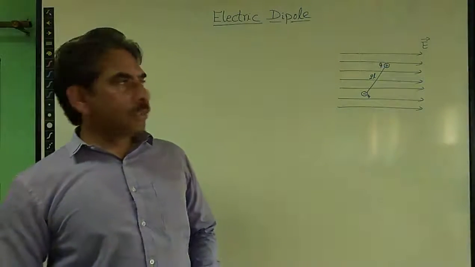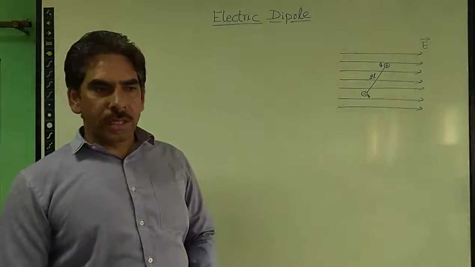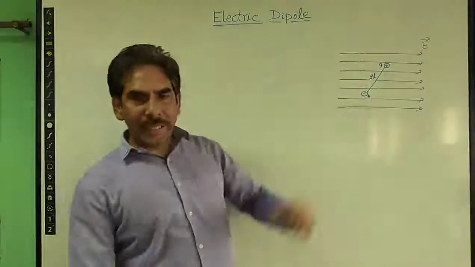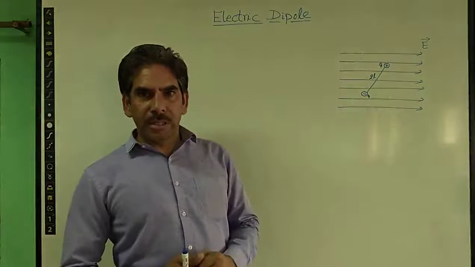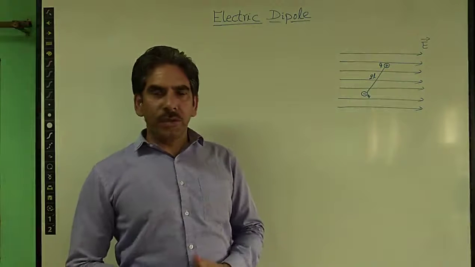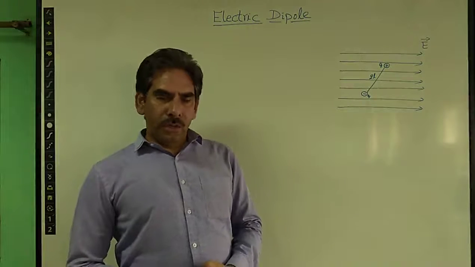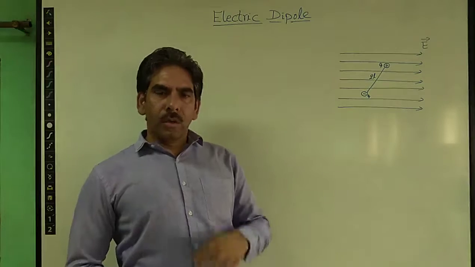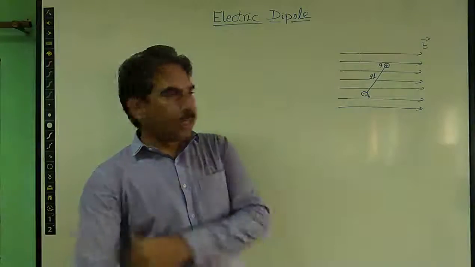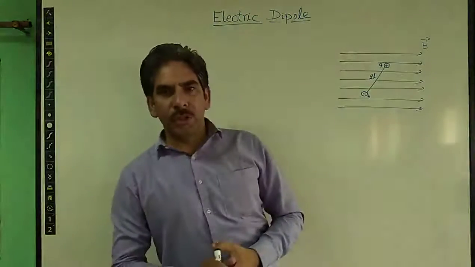Hello and welcome again. This is our last topic on the electric dipole, which is about what happens to an electric dipole whenever it is placed in some uniform electric field. First, let us try to understand what a uniform electric field is. A uniform electric field is one whose magnitude as well as direction remains unchanged. In this region, for example, we have some uniform electric field.